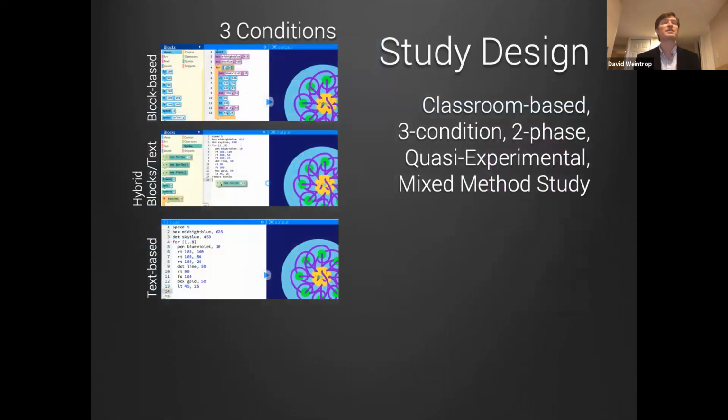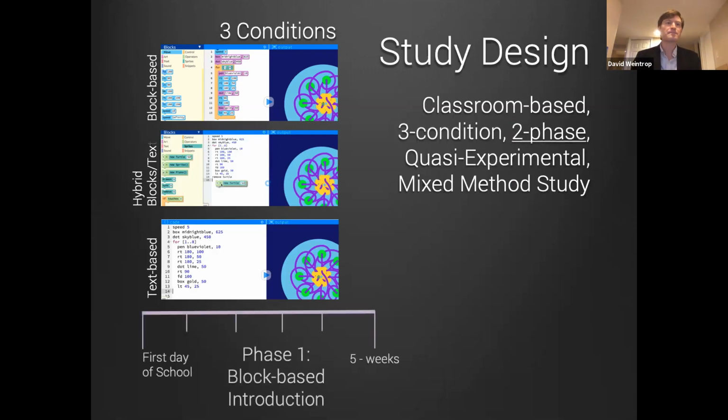And so those are our three conditions. Again, and very importantly, the execution environment, the turtle graphics, are identical. The programming language itself is the same character by character. It's just a matter of whether there's a blocks palette and a blocks canvas, or a text-based editor, and what type of composition is supported. So those are our three conditions.